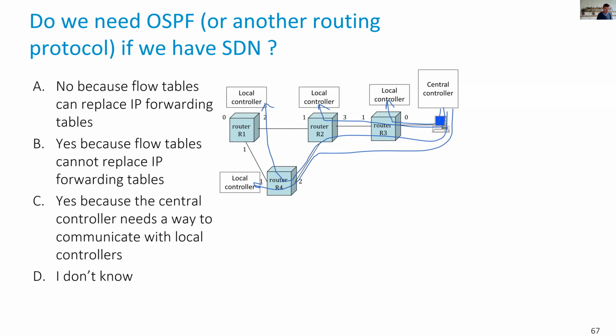And the majority says C, which is probably the correct answer, because you still need to be able to communicate from the central controllers to all the routers. So in order to communicate, which is typically done over a TCP connection, for example, router R4 needs to find a path to the central controller. So you still need a bootstrap method. You need a default method that will allow all the routers to communicate together.